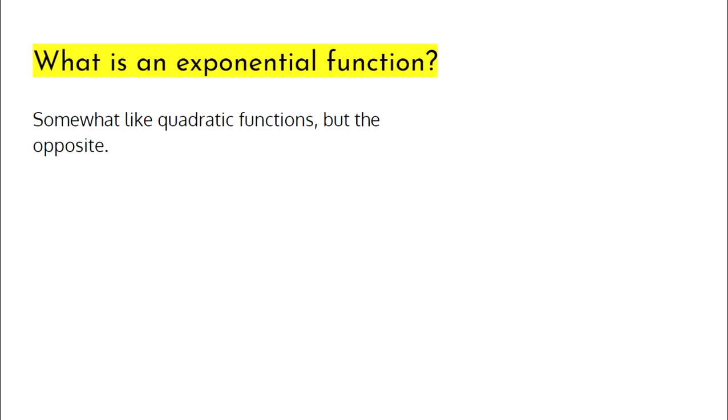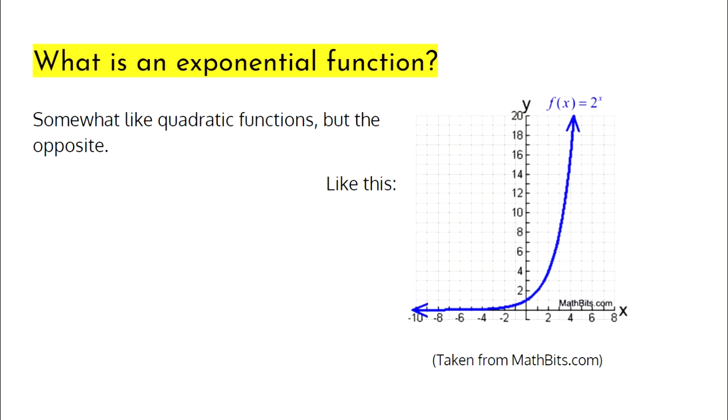So instead of f of x is equal to x to the power of 2, you would have f of x is equal to 2 to the power of x, which would look like this. You'll see that it never goes below the x-axis. This is because the function will always be above 0. The section to the left consists of very small values, but none of them are 0.